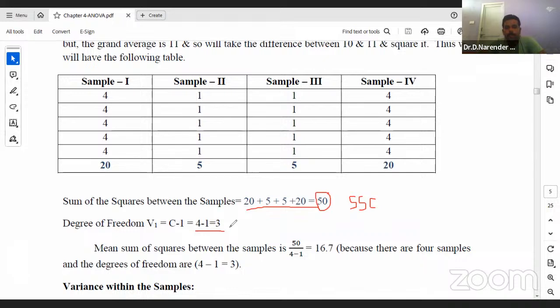Then the mean sum of squares between samples. Mean sum of squares is SSC divided by C minus 1. See here, the SSC value is 50, and C minus 1 is 4 minus 1, that is 3. 50 divided by 3 is equal to 16.7, because there are 4 samples and the degrees of freedom are 4 minus 1, which is 3. So the first part, variance between samples, we completed.